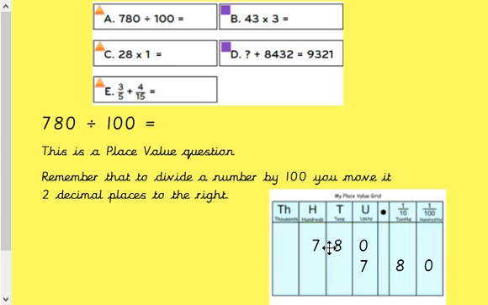Now I've set up a little grid down here, 780. If we're going to divide that by 100, we will move each digit 2 places to the right. So the 7 moves into the units column there. The tens, the 8, moves 1, 2, it goes into the tenths column, and the placeholding 0 moves into the hundredths column. So our number ends up as 7.8, or if you put 7.80, that will be perfectly fine as well.